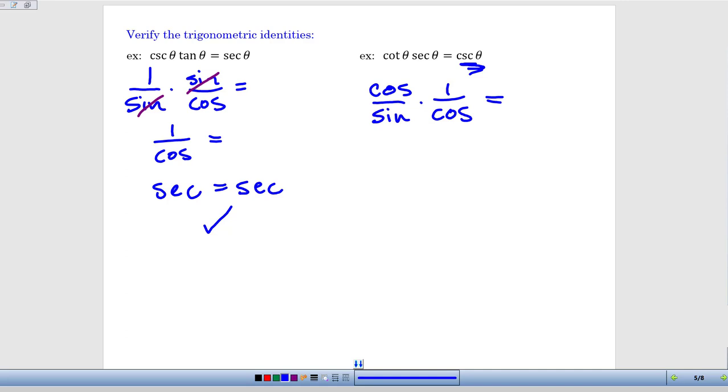And so we've made these two substitutions. Now, once more, very similar to the previous question, we can see that the cosines in the top and bottom can cancel out. And so that leaves us with 1 over sine, which is indeed cosecant.